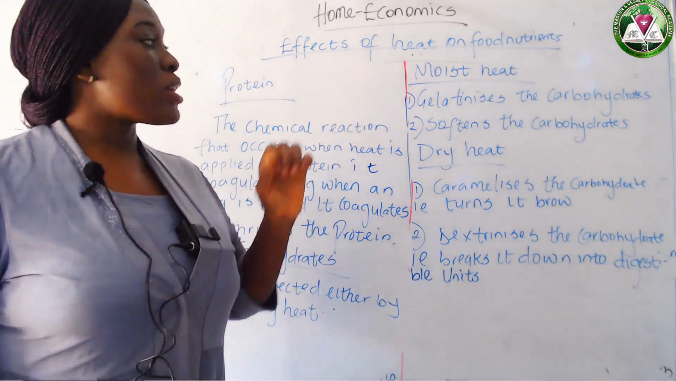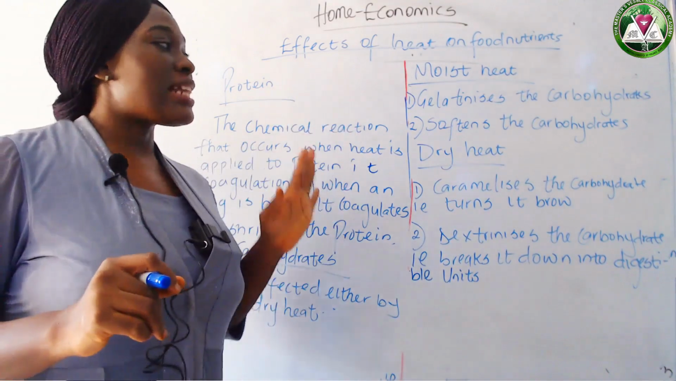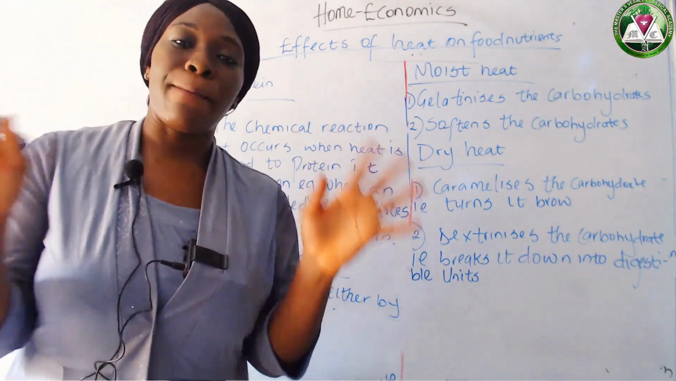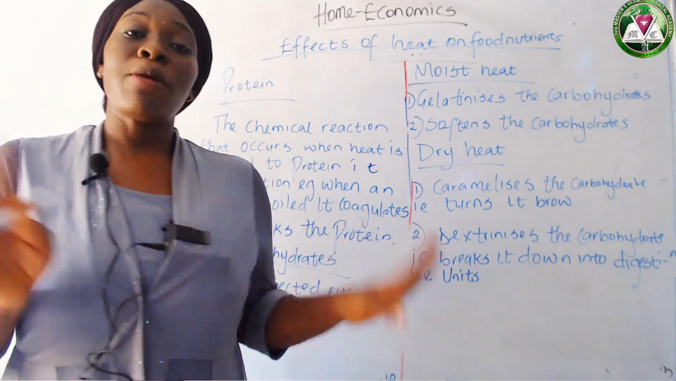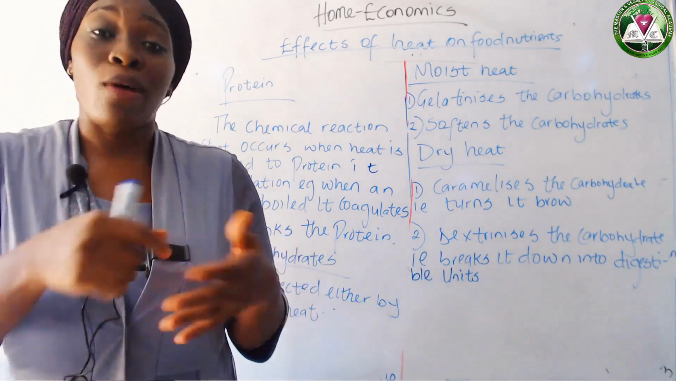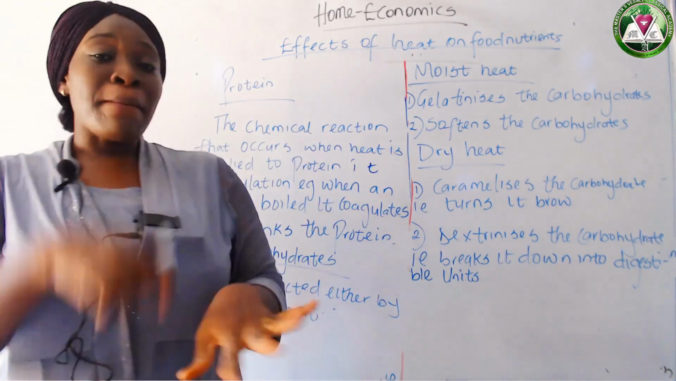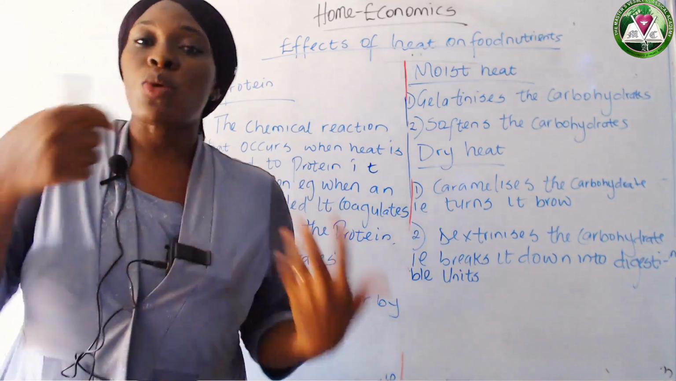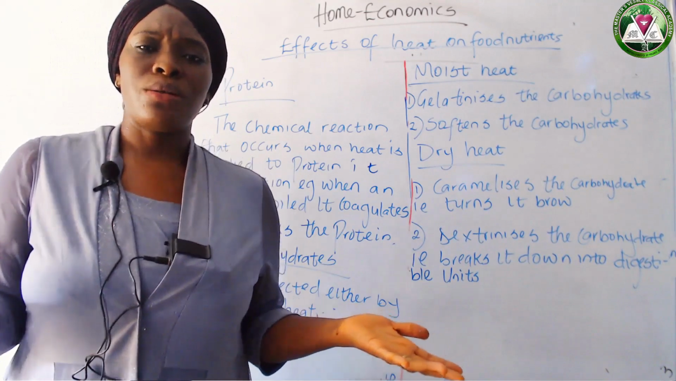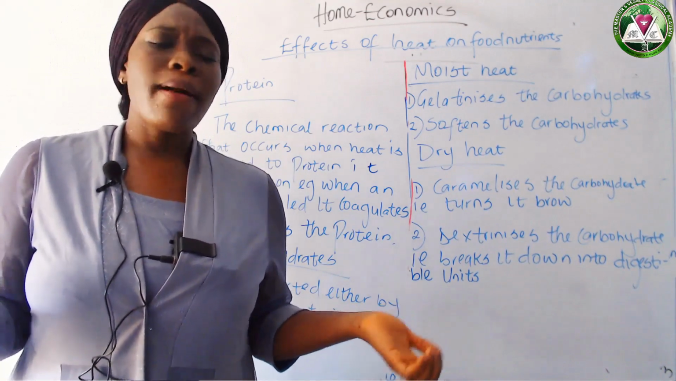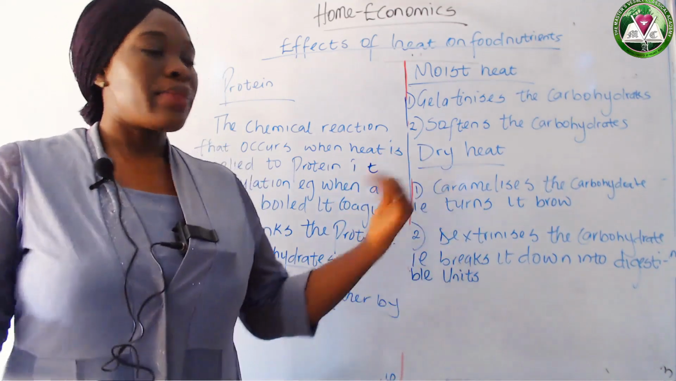When you're talking about the moist heat, it gelatinizes the carbohydrates. For instance, when making your pap. You know what is pap? Yoruba people call it togi. Igbo people call it what? Akamo. So it gelatinizes the carbohydrate. After making it with hot water, it forms a gel. That's one of the effects of heat on carbohydrates.